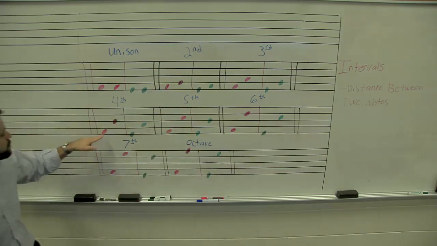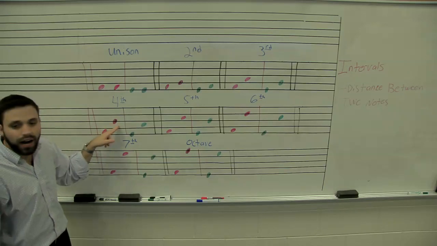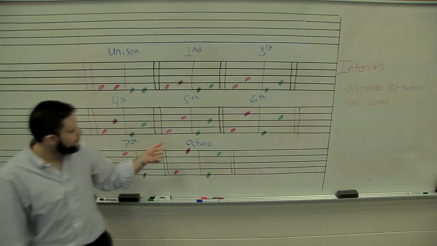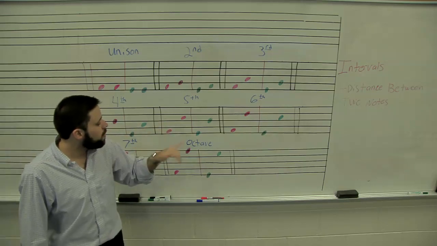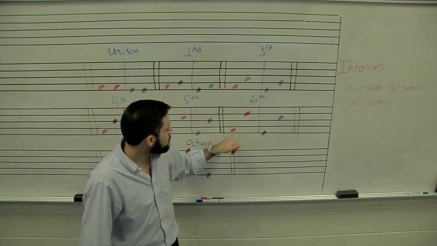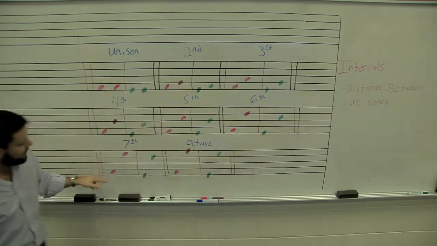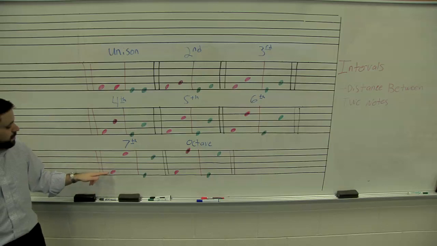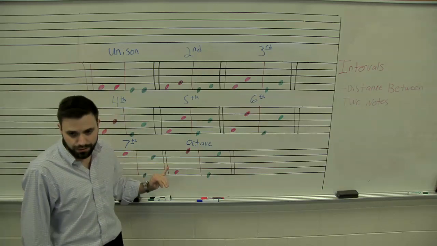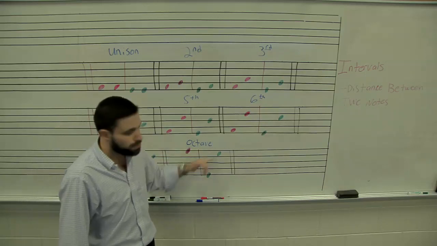Going on, a fourth goes from a space to a line or a line to a space. A fifth goes from a space to a space or a line to a line. A sixth goes from a space to a line or a line to a space. A seventh goes from a space to a space or a line to a line. And an octave finally goes from a space to a line or a line to a space.